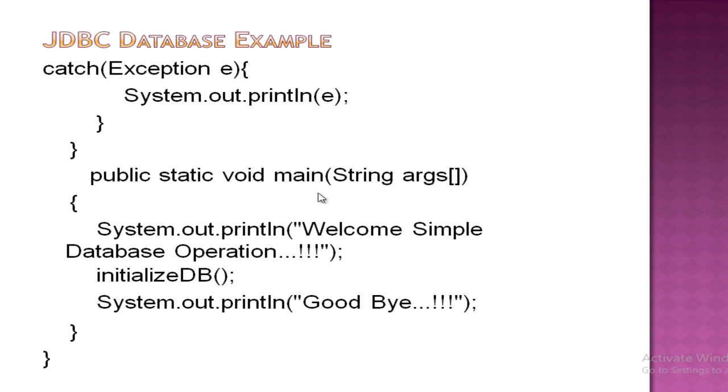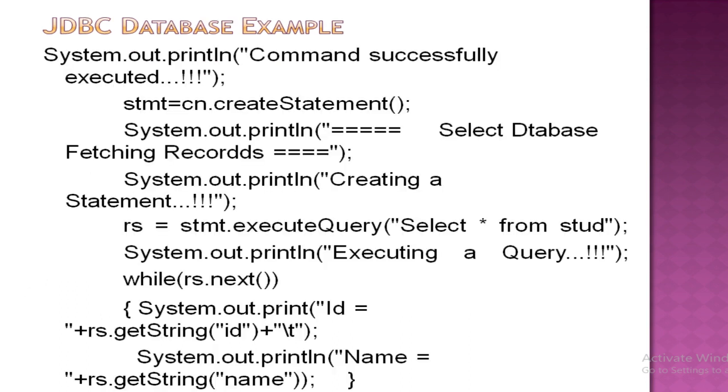public static void main String args, then System.out.println welcome simple database operation. Here it will call the initializeDB method. Okay, so then it will print out goodbye. So here that will call the initializeDB. So guys, here it is.